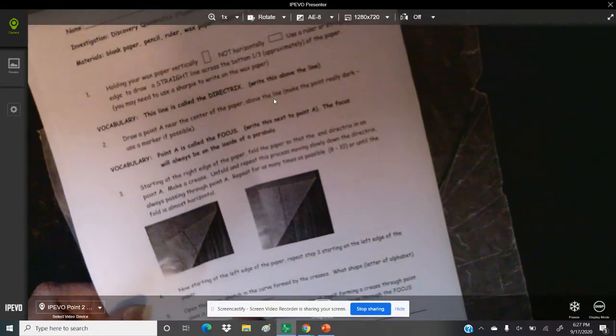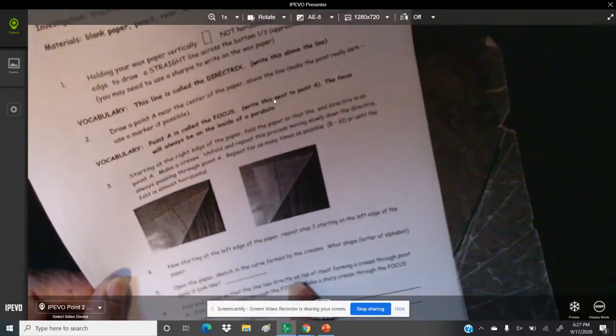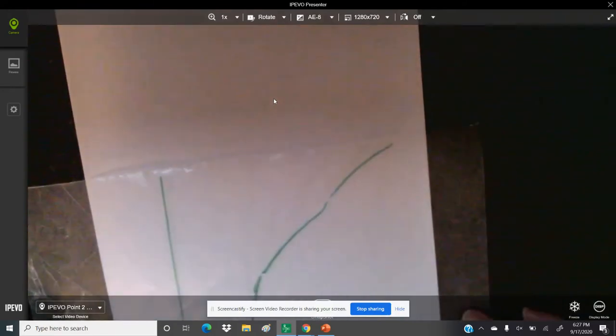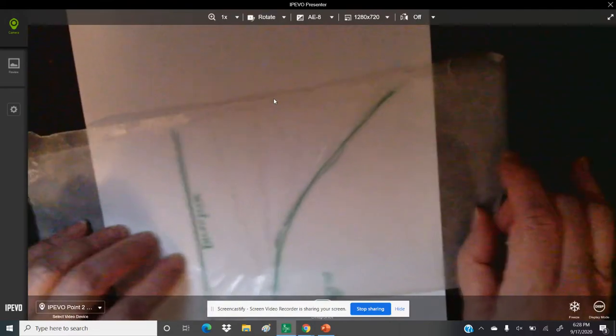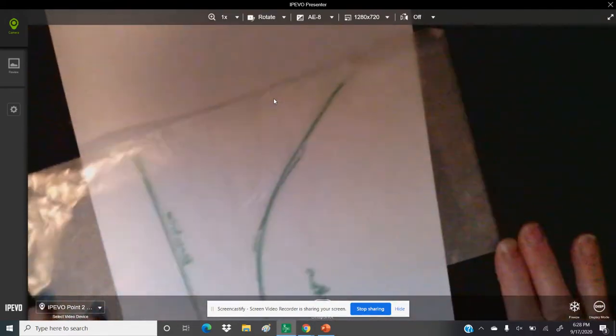I want to jump back here and just go through some of the questions on this worksheet. It says, on the paper, sketching the curve formed by the creases, what shape does it look like? Obviously, it looks like a letter U because it's a parabola. Then it says, fold your paper so that the line lies directly on top of itself, forming a crease through point A. So we're going to fold this in half through point A so that the directrix is on top of itself, and the parabola is on top of itself. And give that a nice crease.